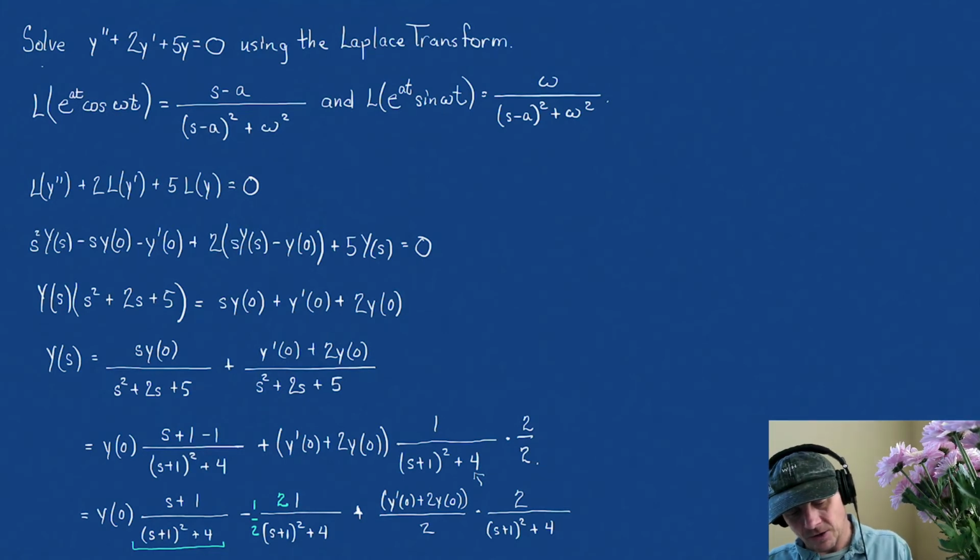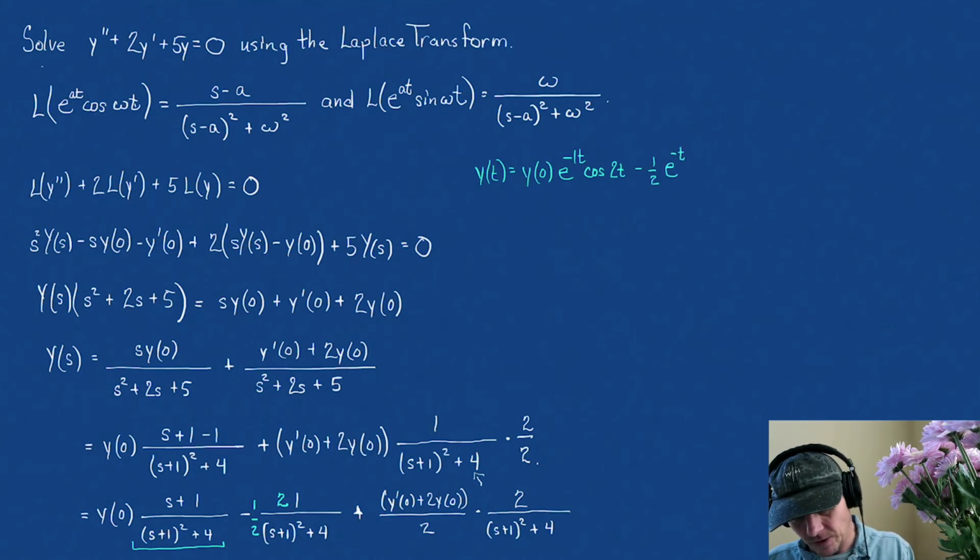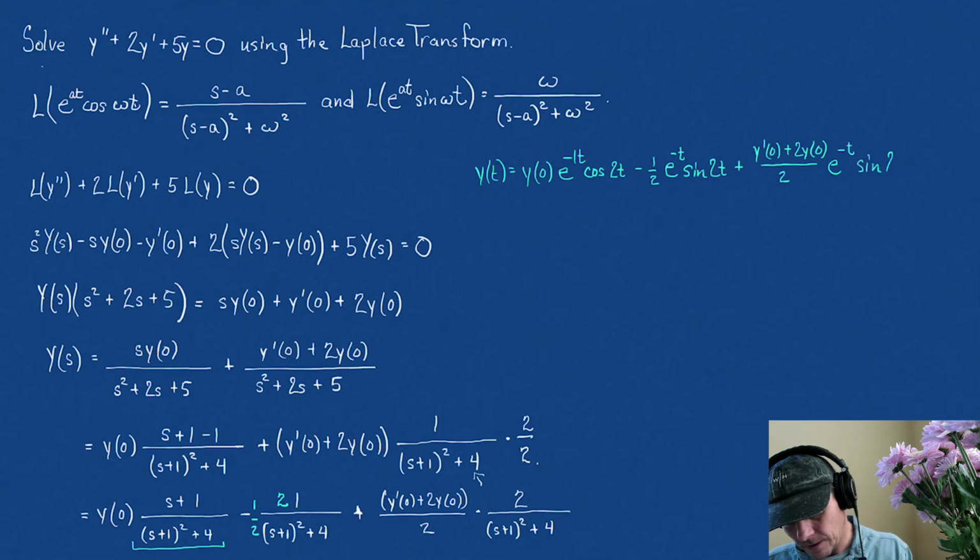So if we take the inverse Laplace transform, we're going to end with y of t equals my initial condition, so y of 0, and then this first one, since it's plus 1, this is going to be e to the minus t cosine, and omega is 2, so cosine of 2t. And then we're going to have a minus 1 half e to the minus t, but this one is a sine of 2t. And then we're going to have plus, this is a big one, y prime of 0 plus 2y of 0 all over 2 times e to the minus t sine of 2t.